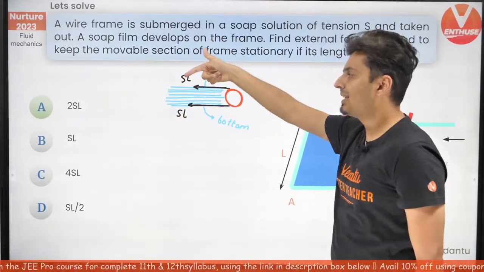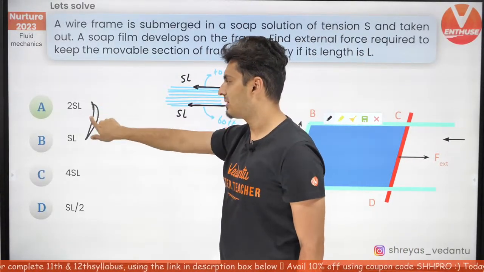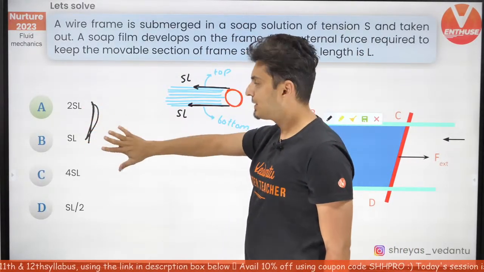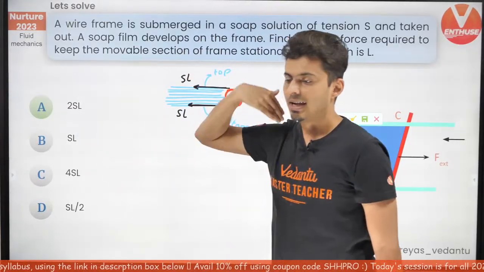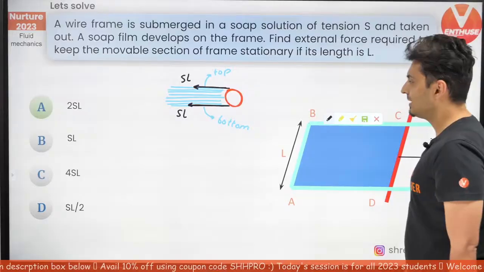So there were many students, I'm pretty sure before this, who always used to get confused. Why is it SL? Why is it 2SL? When to use what? So I'm pretty sure now you would have got it and visualized it, how there are two surfaces.